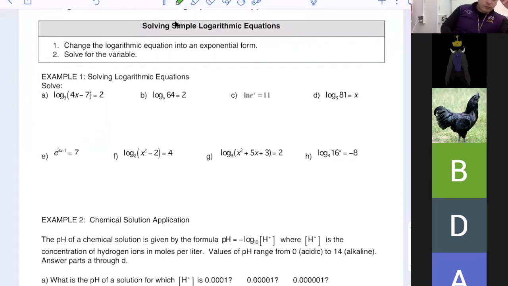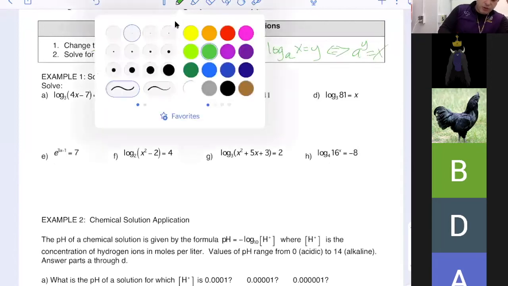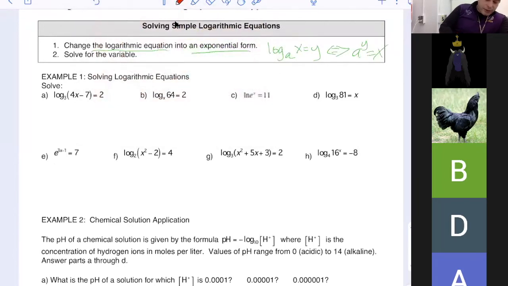Like here, change the logarithmic equation into exponential form. Remember, this will be the fourth time I'm writing this. Log base a of x is equal to y becomes a to the y is equal to x. Sometimes we want to switch to exponential form because it's hard to answer the question of what do I raise 3 to get 4x minus 7? That's a hard question to answer, but I can rewrite it as 3 squared is equal to 4x minus 7.